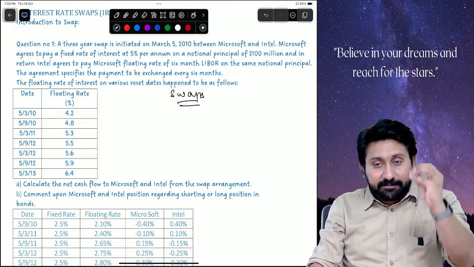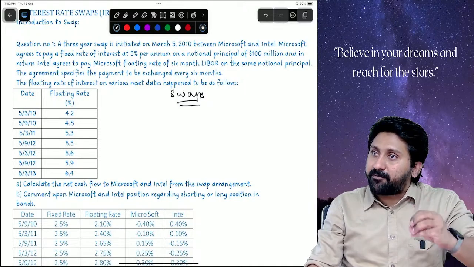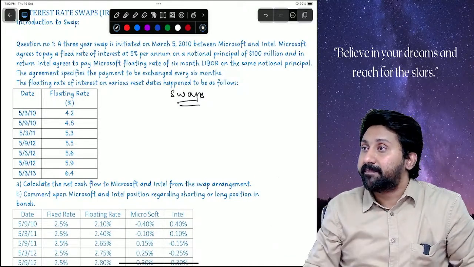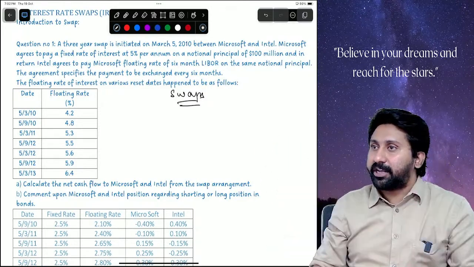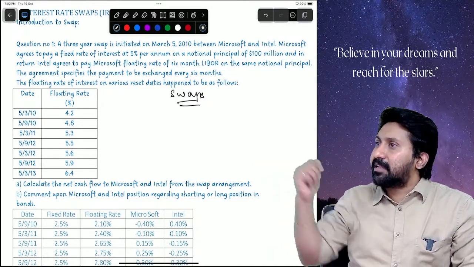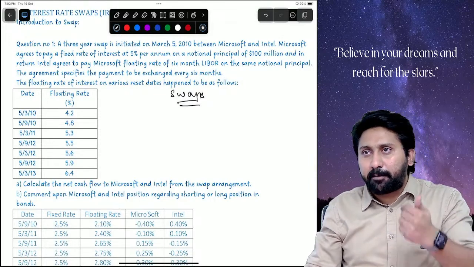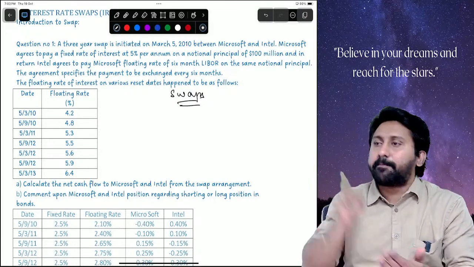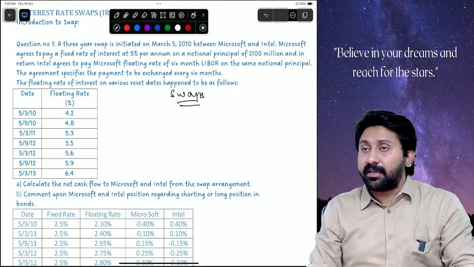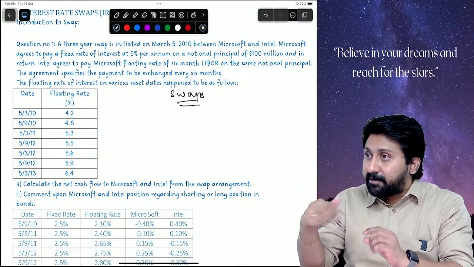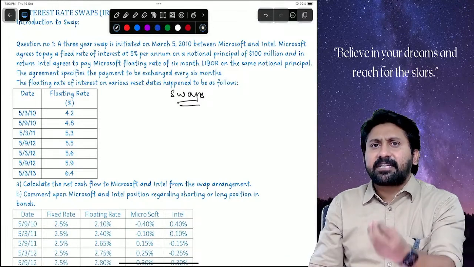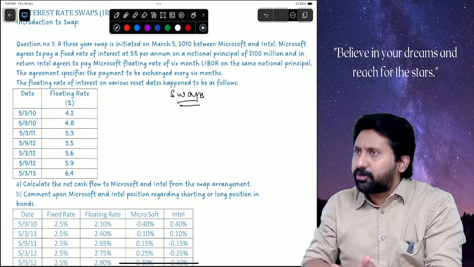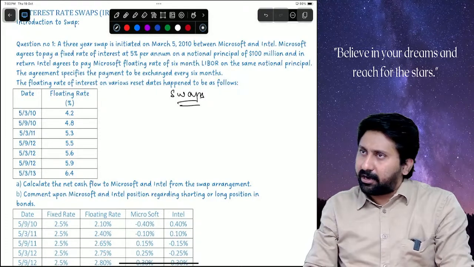Even if it comes to 7, 7.3, 7.4, still I am forced to pay how much? 8%. Many companies feel this is a disadvantage. Why? When the rate prevailing in the market is 7.3, 7.4, why should I pay 8? And second thing, when the market rate prevailing is 6%, 7%, 7.5, why should I pay 8? Are you understanding or not?